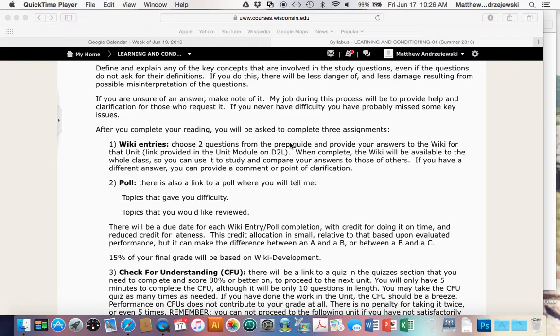15% of your grade is going to be based on doing the wiki. Basically, if you do a couple of entries every week, then you get credit. I don't grade for accuracy. It's a low stakes, what we call low stakes assignment.